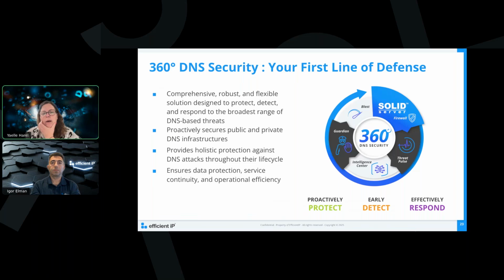So to summarize everything I said about our DNS security solution, I'm showing the 360-degree circle. This circle represents the different products that we have in our DNS security suite, and it shows how all the products work together to provide security. I will go briefly through the different products, even though when you reach out to your EfficientIP contact, a DNS security solution will be tailored to your needs.